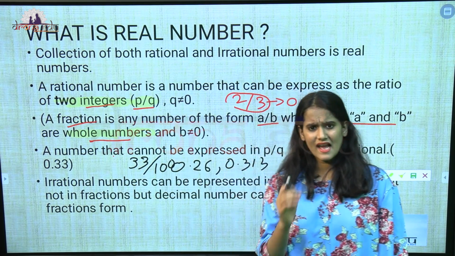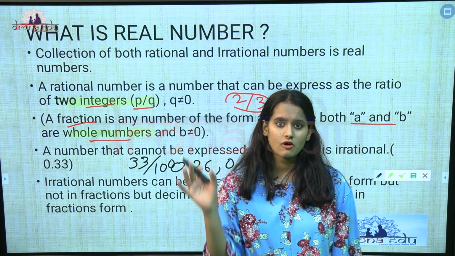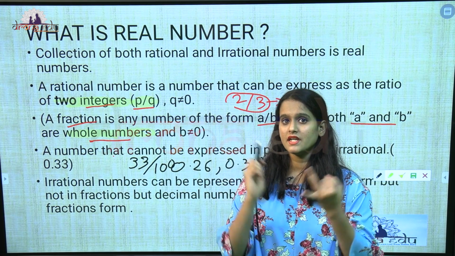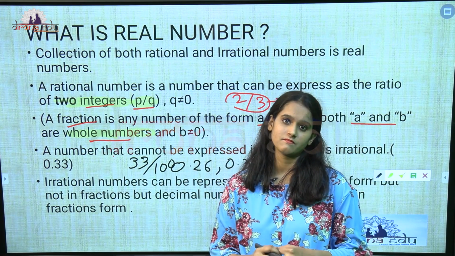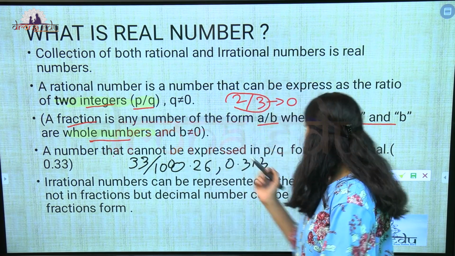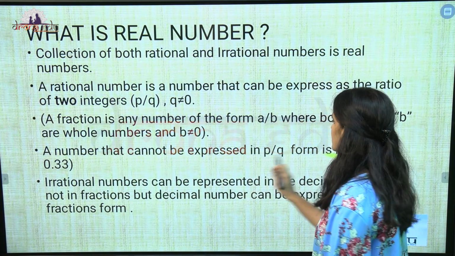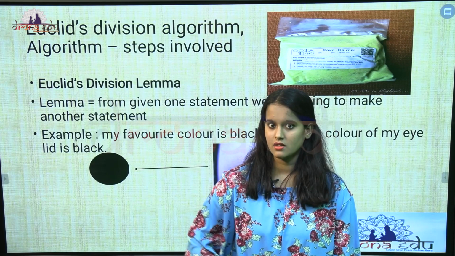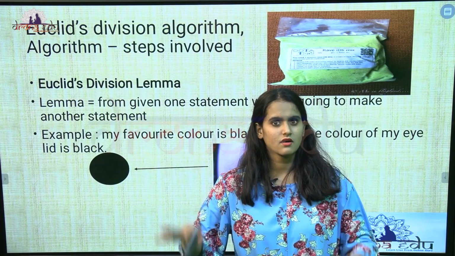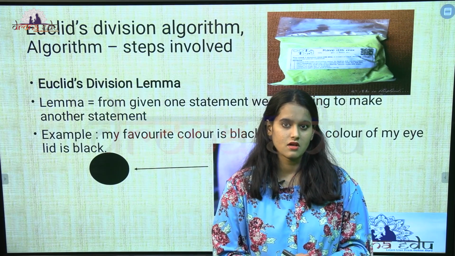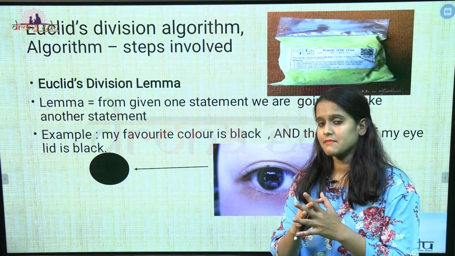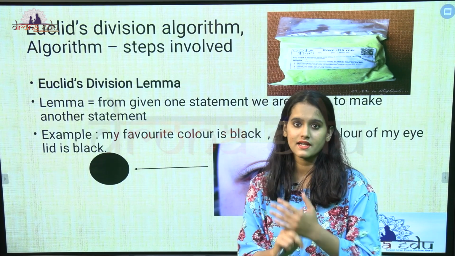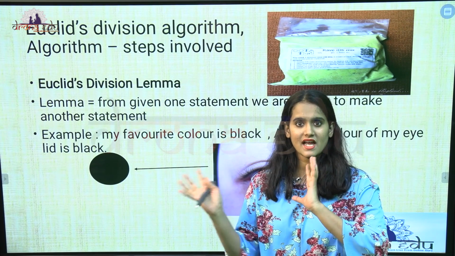And the main topic we have to study here is the Euclid division algorithm. Let's see what that is. In this we know division is a mathematical operation, and Euclid is a mathematician who created this algorithm. But what is an algorithm? What definition can I give?